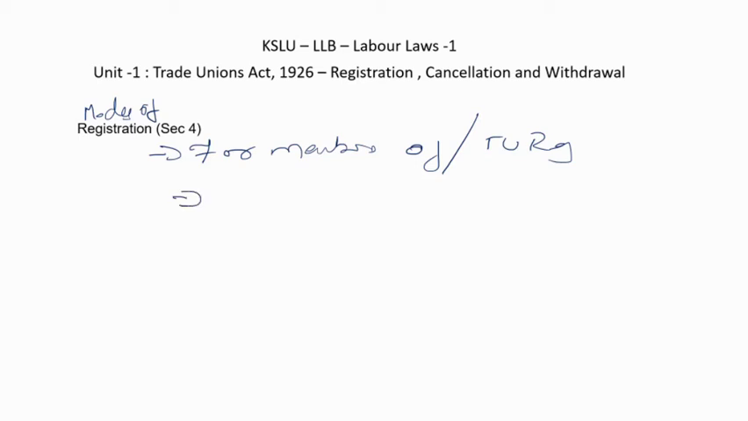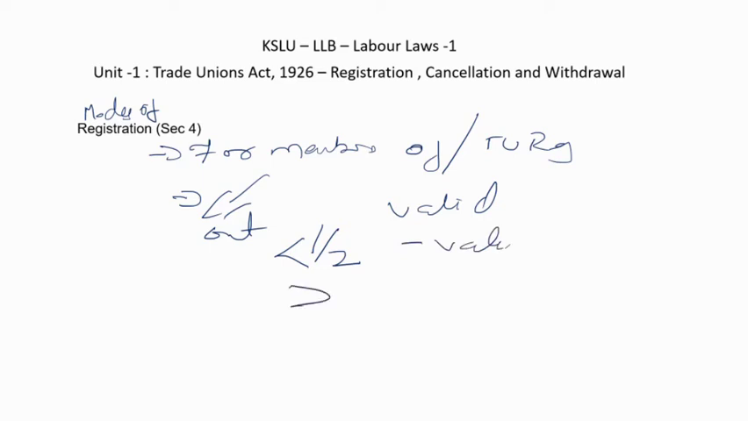After applying, if a few members come out of the trade union, then the application is still valid if the number of members who come out is less than one half. If it is more than one half, then it is invalid. So the important point is, out of the 7 or more members who applied for the trade union, if 1 or 2 members come out, there is no threat of invalidity of the registration application. If the number of members leaving is more than half, then it is an invalid application.